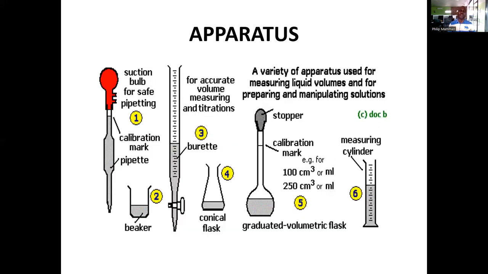Like I said earlier on, we're going to come across some apparatus that you use during your acid-base titration. The first one is your pipette. You can see number one is your pipette. I'm sure that in our classrooms or our laboratory, you will not have a suction bulb pipette. You have a pipette that you suck with your mouth. It is an apparatus that works with pressure. Usually you have a 25 or 20 centimeter cube pipette in your laboratory for this exam.